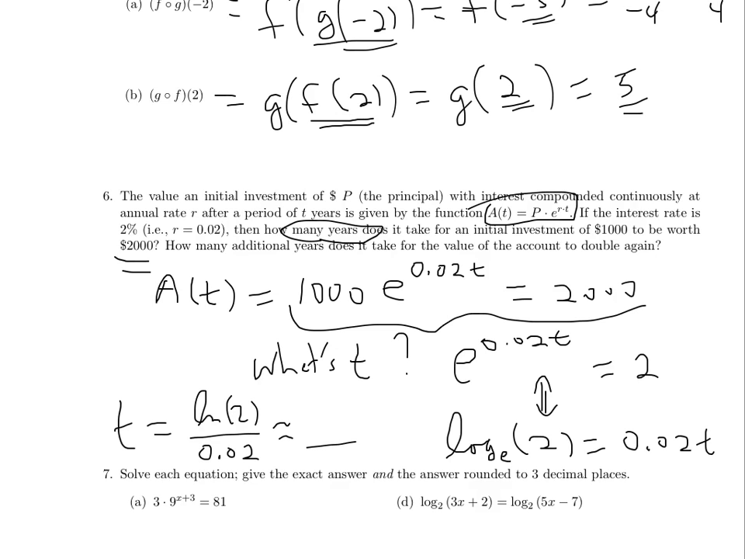It's an interesting side effect of exponential growth that the second question, how many additional years does it take for the value of the account to double again, the time will actually be the same. So that's a function of the fact that this is exponential, but you should try that and just see if you get the same answer. But regardless of what principal you start with, it'll take the same number of years for an investment to double.